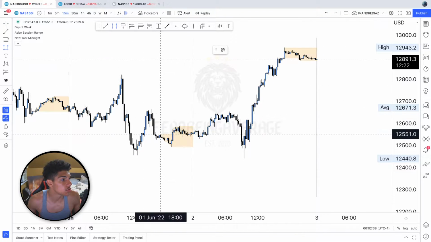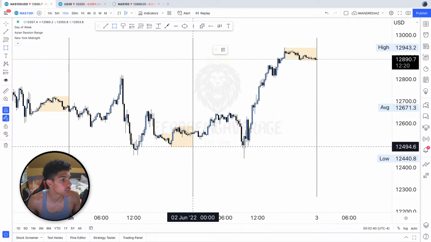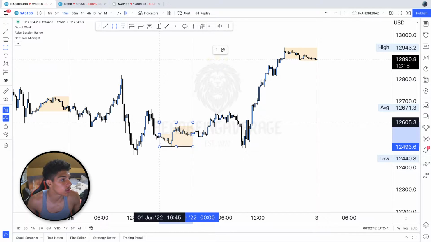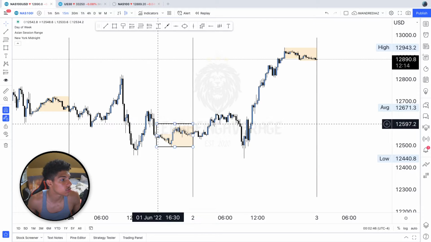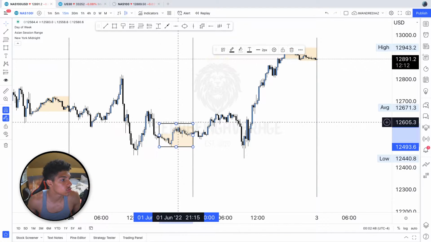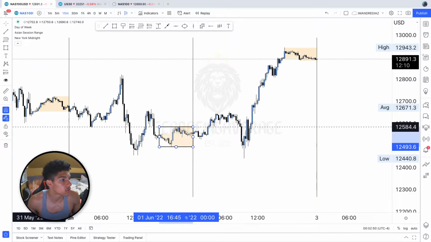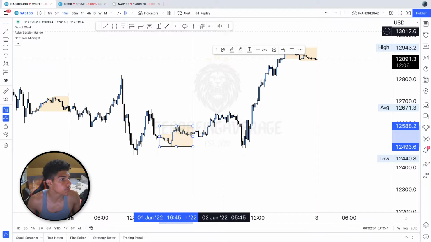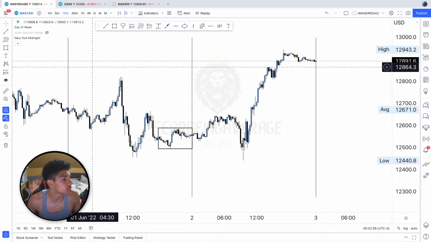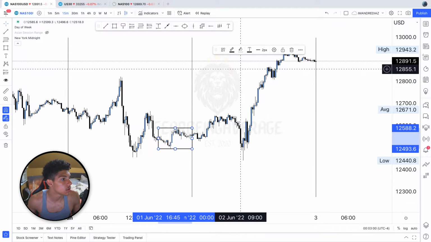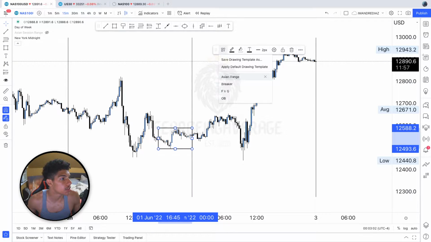So the first thing I'm going to do is start off by marking up the previous day's Asian session range. So from there all the way to here. Oh, I have the magnet on. It's messing my stuff up. Right in there. All right, so now that we have this Asian session range, I'm going to get rid of this Asian range indicator. So boom, we have the Asian range.